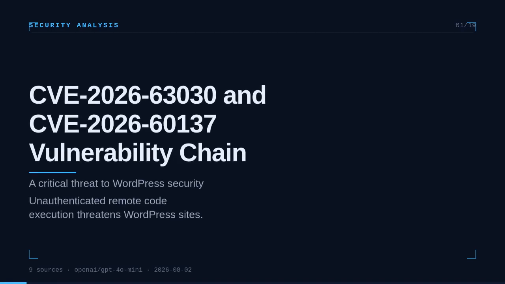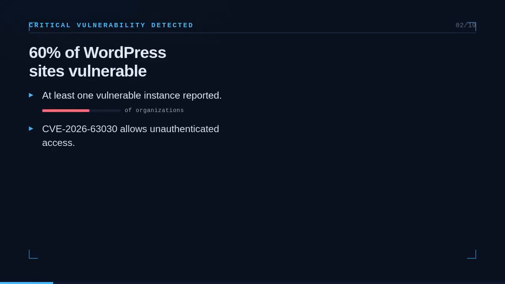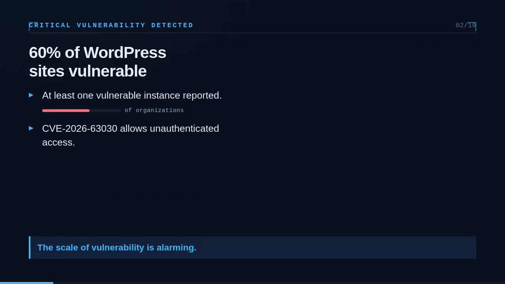Unauthenticated remote code execution threatens WordPress sites. 60% of WordPress sites are vulnerable. At least one vulnerable instance reported. CVE-2026-63030 allows unauthenticated access. This scale of vulnerability is alarming and requires immediate attention.